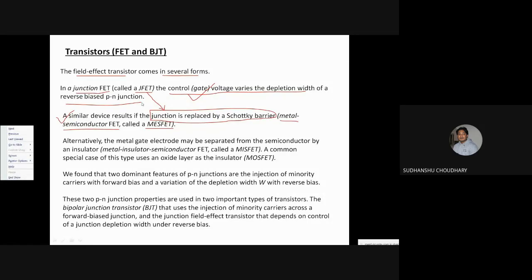So three devices we had seen. One is the field effect transistor. In fact, it has several forms. One of the forms is the JFET, junction field effect transistor. The second form is the MESFET, that is, metal semiconductor field effect transistor.